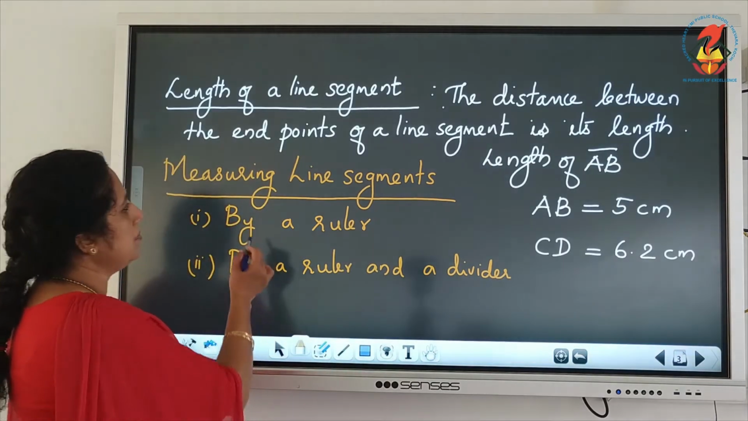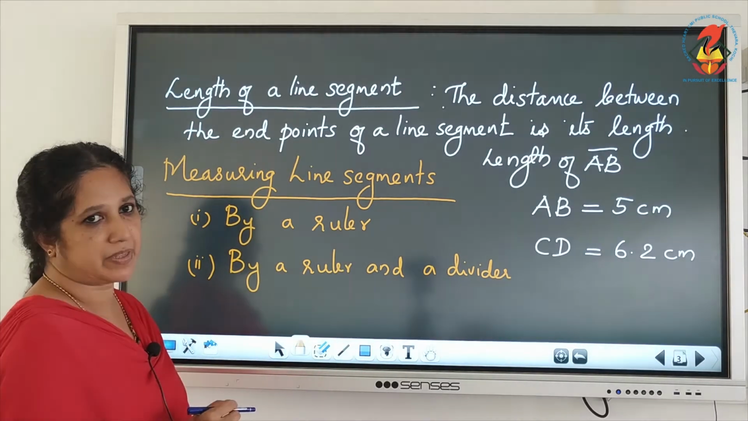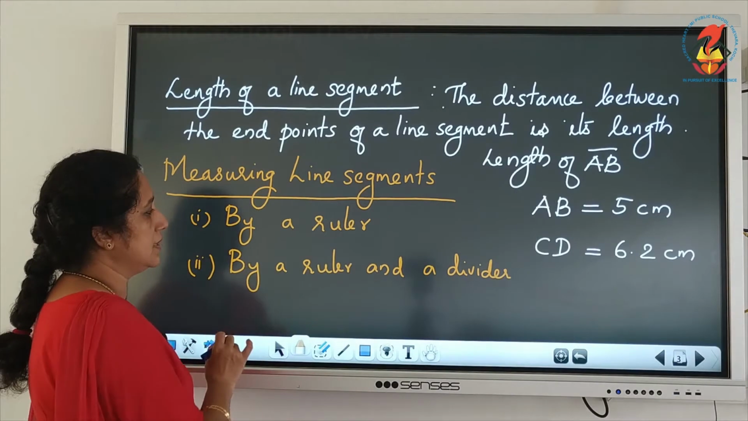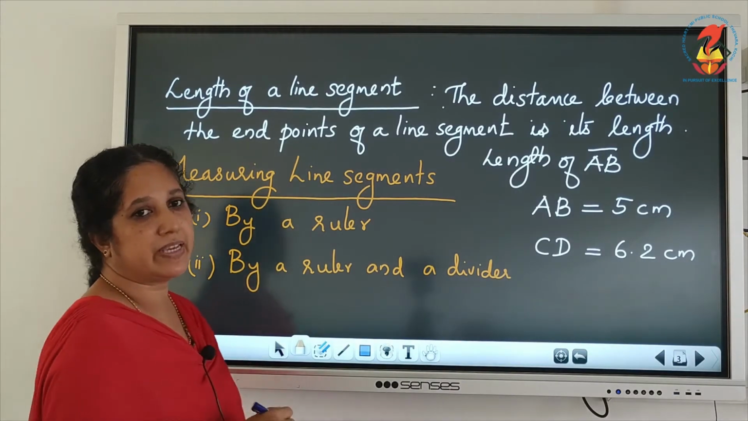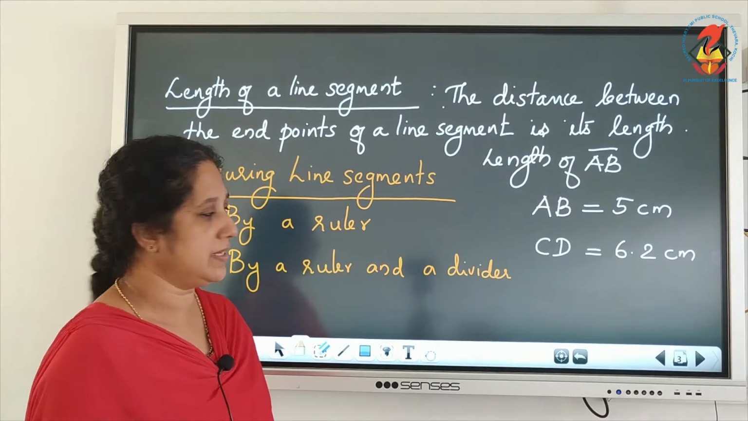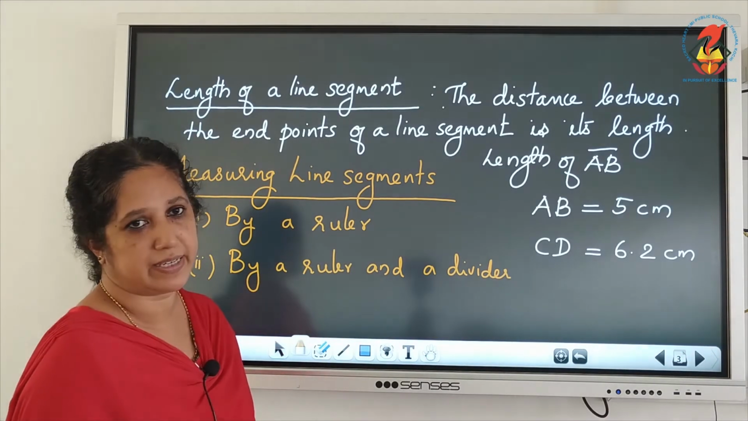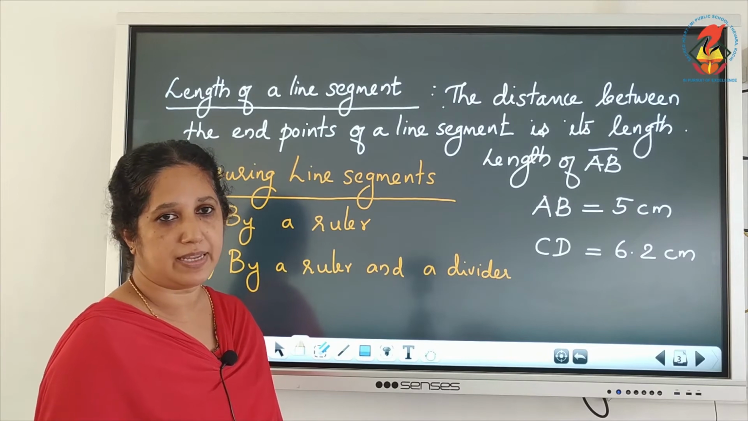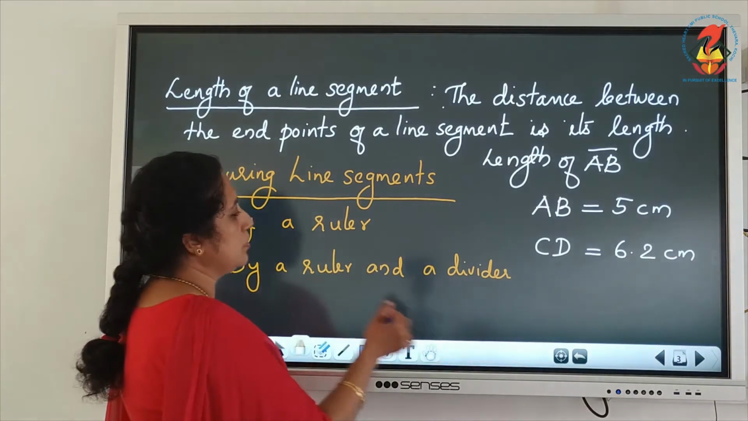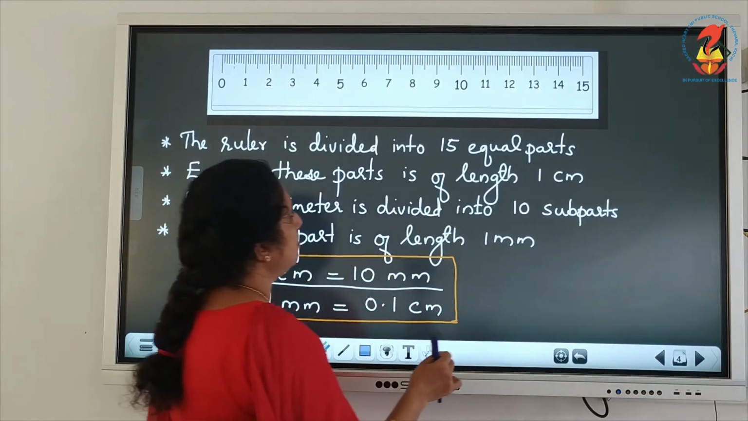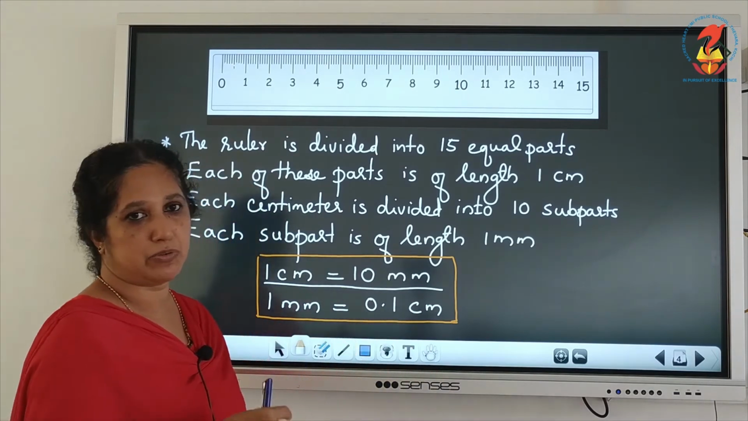Then how can you measure a line segment? We have two methods. Using a ruler we can measure the length of a line segment, or by using a ruler and a divider we can find out the length. Now we will look into the first one: how can you measure the length of a line segment using a ruler?